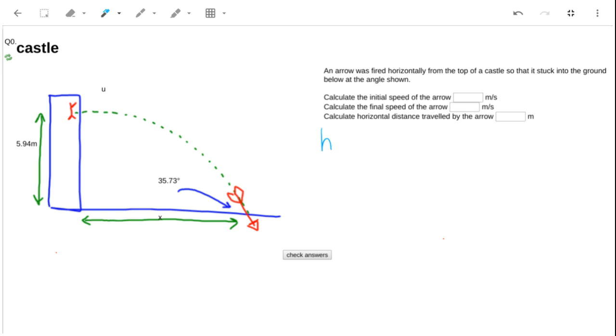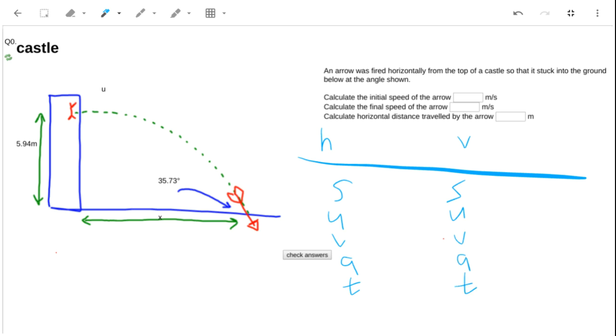So I've got the horizontal and the vertical. SUVAT for each one. Okay. What do we know? Well, the vertical distance fallen is 5.94. That angle there seems to be a little bit of a mystery right now. And that's all we're given.